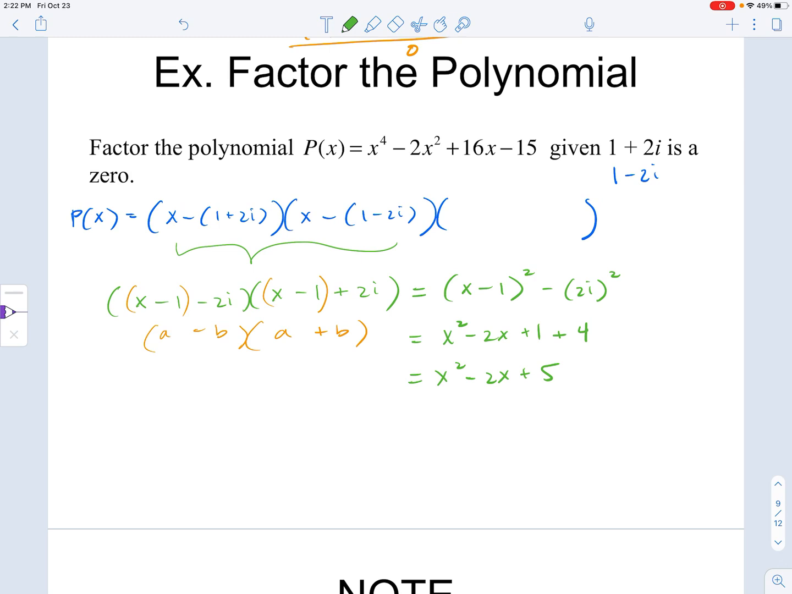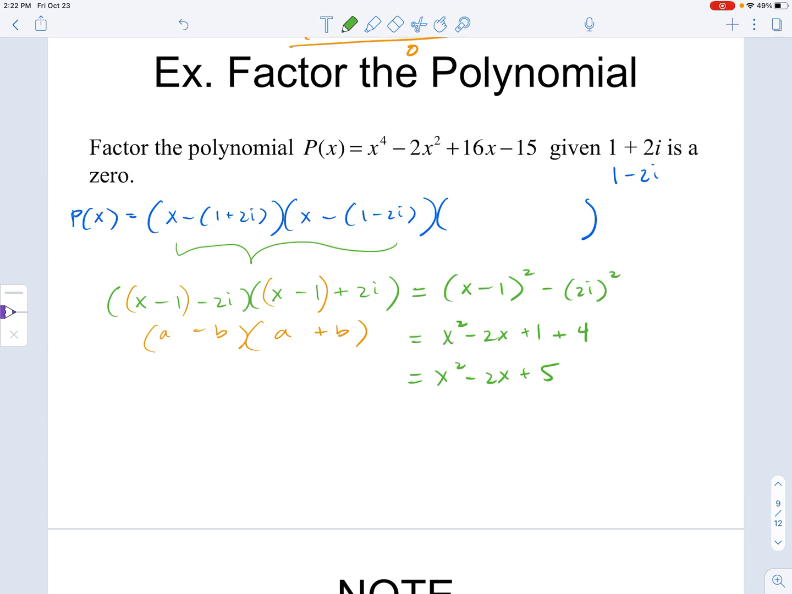Your other option is to not think of that as a difference of 2 squares factored and to just use the distributive property and then combine like terms, and the i's will cancel.